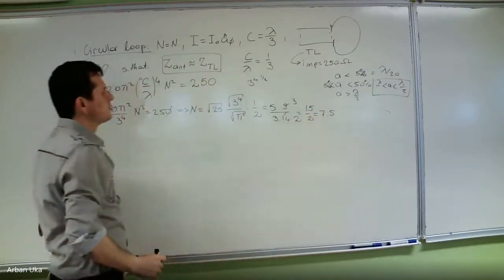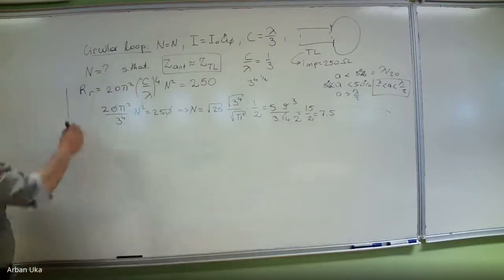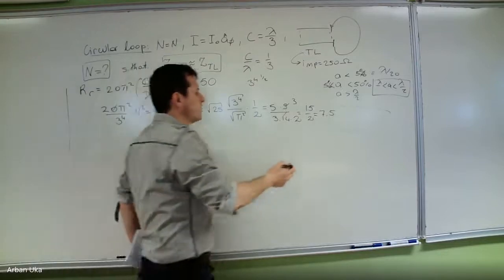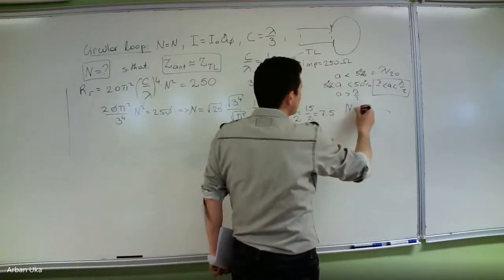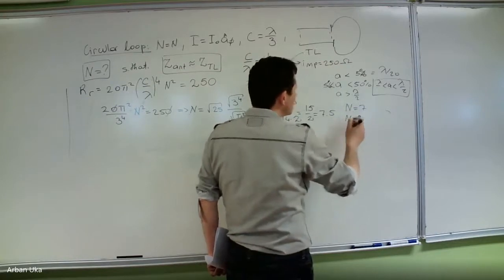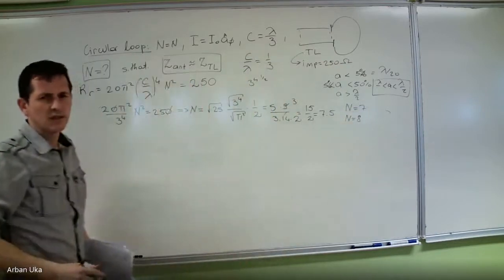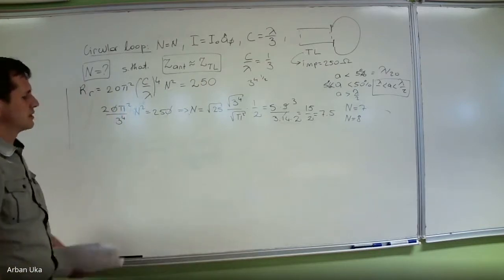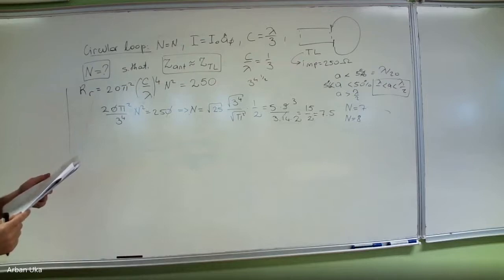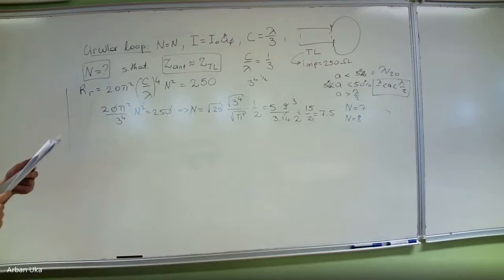So it looks like for n, if we use loop antennas, it could be either one, we can find the closest. If we use 7 loop antennas or 8, it's still okay. So we can expect a good match between the impedance of the transmission line and the impedance of the antenna. Okay, so we found the 8.